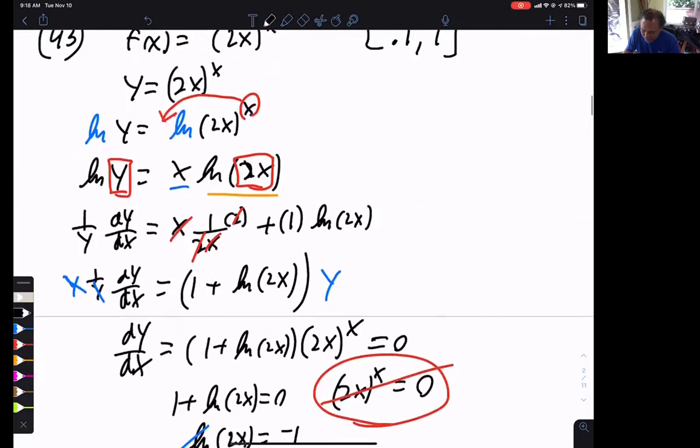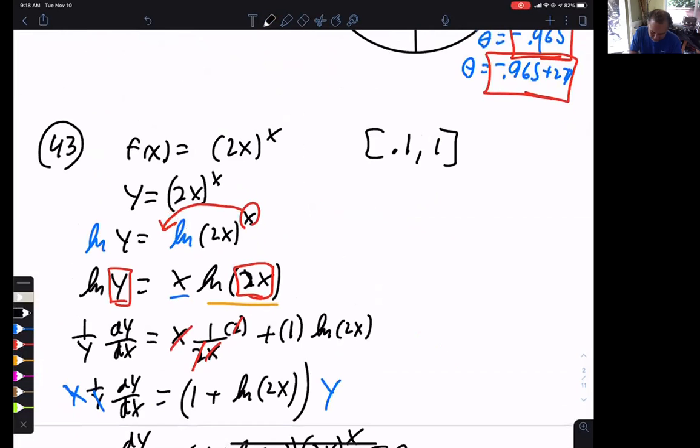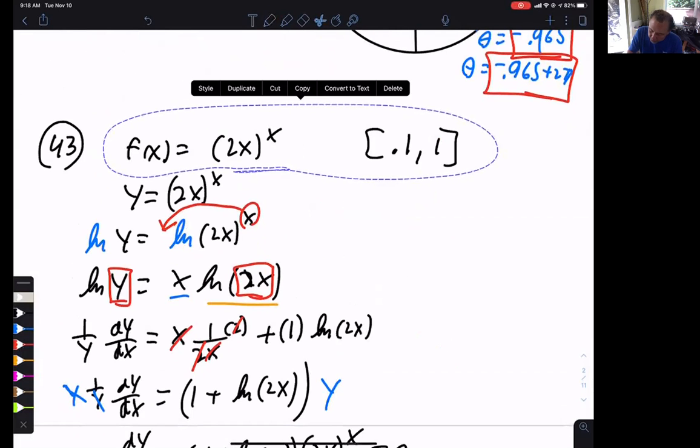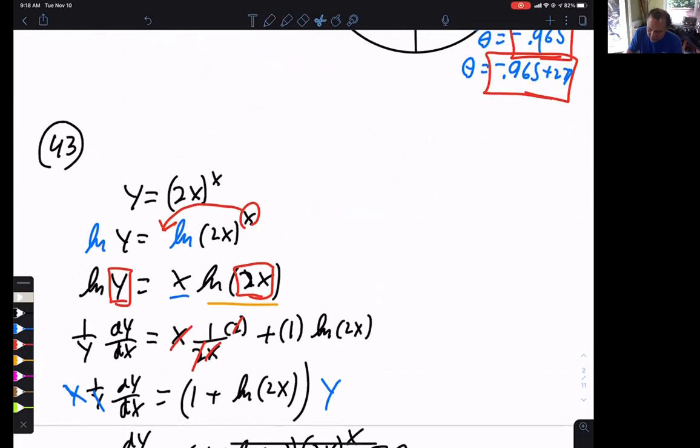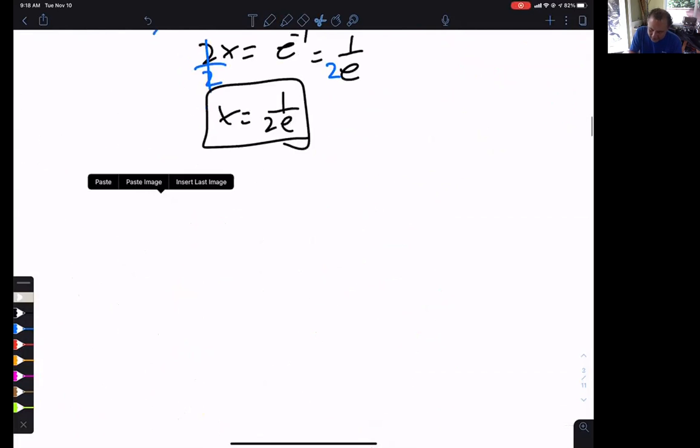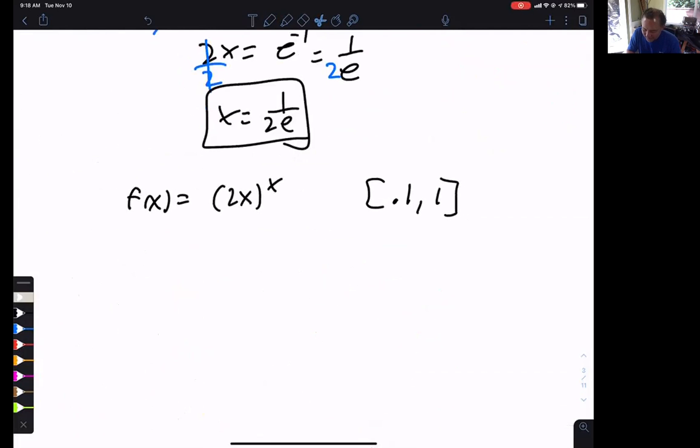Back to the original problem. I will copy all this. Back to the original. Oh, I cut it. At least it wasn't the cheese.